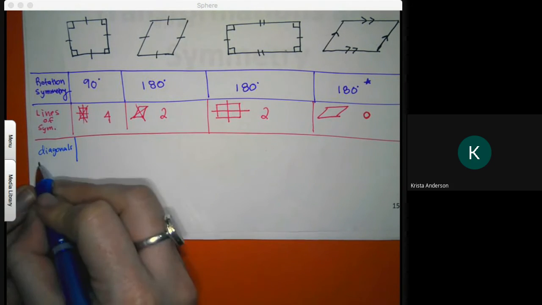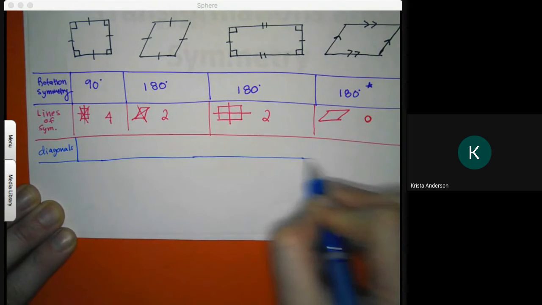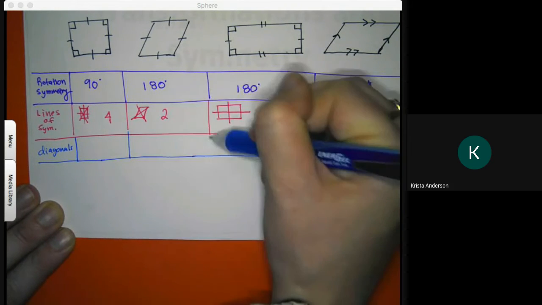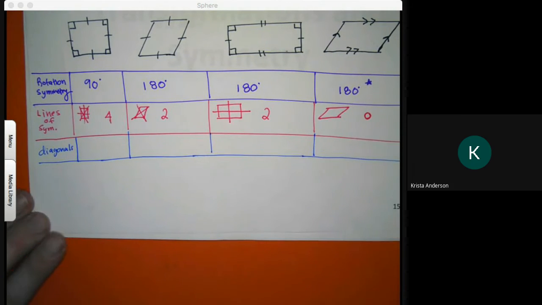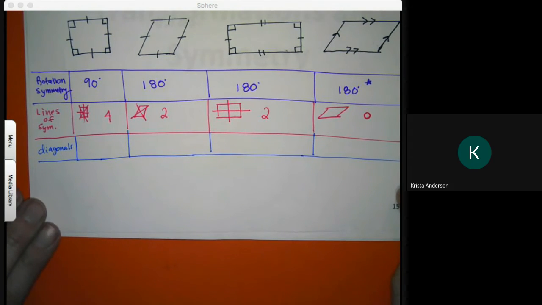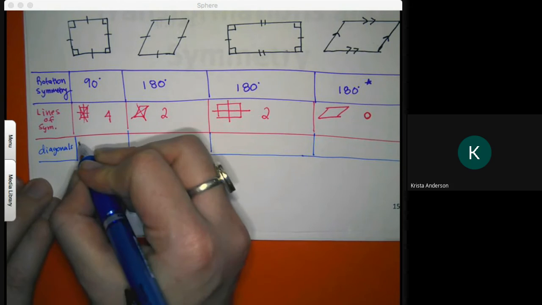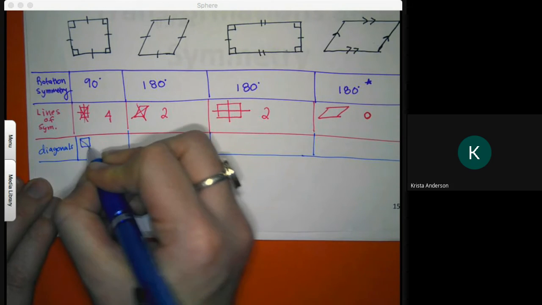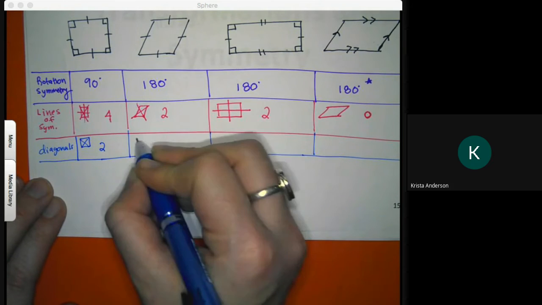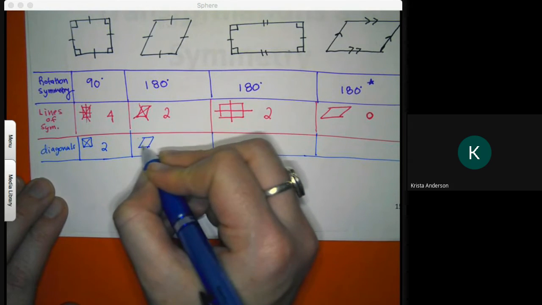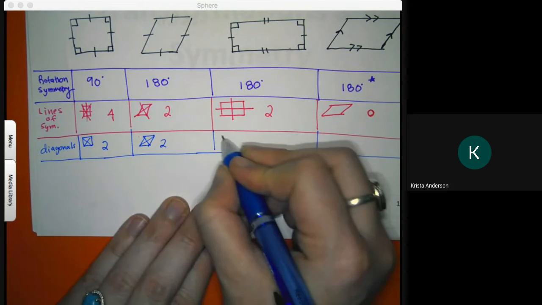Diagonals. Do you remember the table from yesterday? In the table, if you look at four, it has four sides. How many diagonals would it have? Four sides from the table. Number of diagonals, right? Two. So all of these have four sides. That's why they will all have two diagonals.